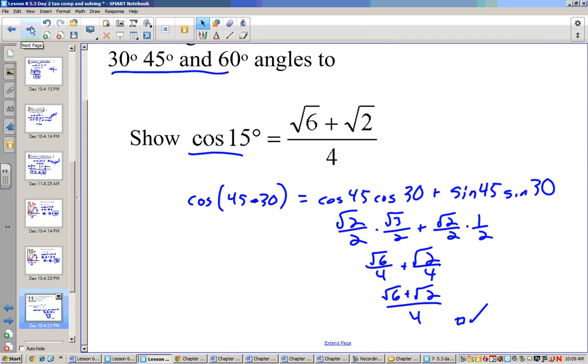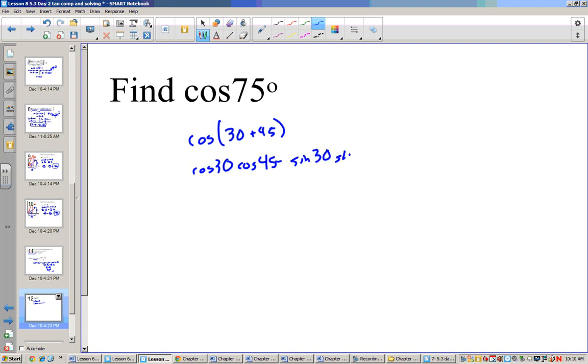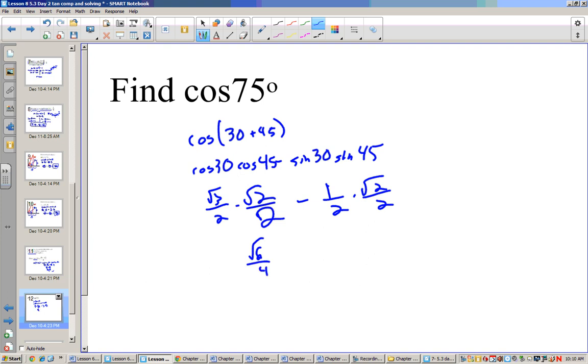Now, it gets trickier when it doesn't give you the answer right away. Cosine of 75. Now we have to think of what numbers add up to 75 that we already know the values of. And the answer is 30 plus 45. So that's cosine of 30 cosine 45 minus sine of 30 sine of 45. Cosine of 30 is root 3 over 2. Cosine of 45 is root 2 over 2. Sine of 30 is 1/2. Sine of 45 is root 2 over 2. So this would be root 6 over 4 minus root 2 over 4, which is root 6 minus root 2 all over 4. And there is our answer.